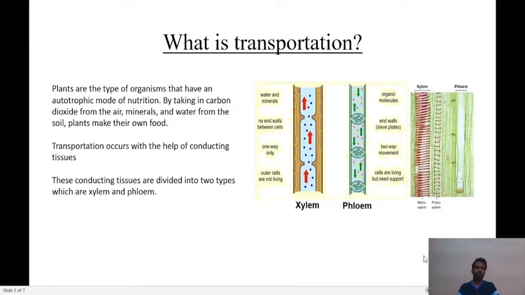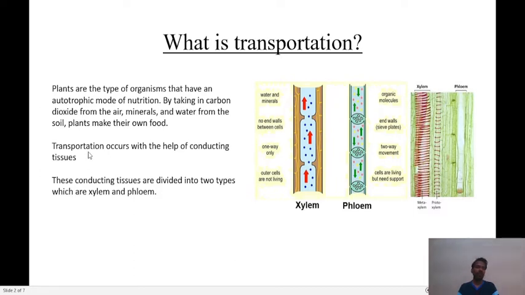First, we will discuss what transportation is. Transportation occurs by two main types of conducting tissues. One is xylem, one is phloem. The plants mainly function in autotrophic mode of nutrition. They take in carbon dioxide from air, minerals and water from the soil, and plants make their own food. This process we know is called photosynthesis.